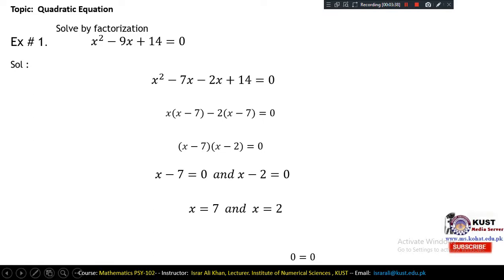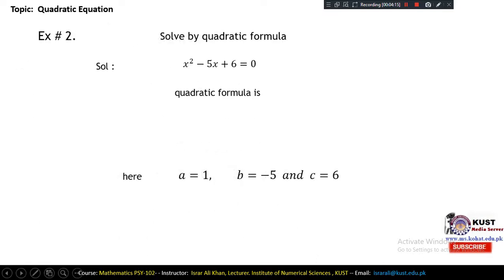We can check this solution by putting the value of x. Suppose we take x equal to 2 and put it in place of x, so this is 2 square minus 9 multiplied by 2 plus 14, and this is 18 minus 18 is equal to 0. This satisfies our equation, so it means this is the solution of the given quadratic equation. We can verify this equation for x equal to 7 as well.